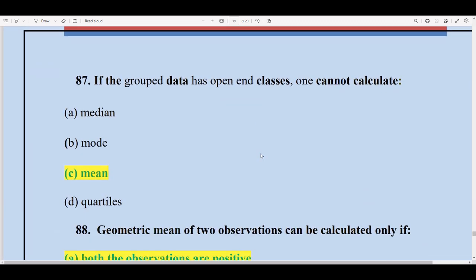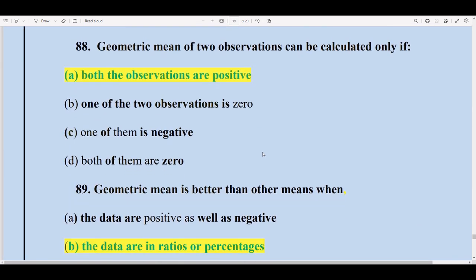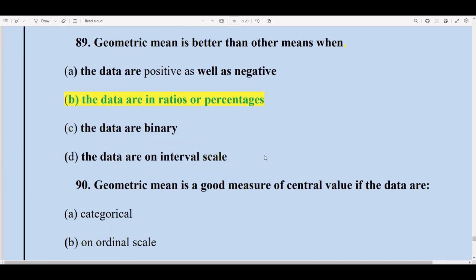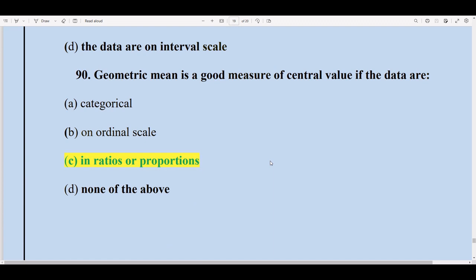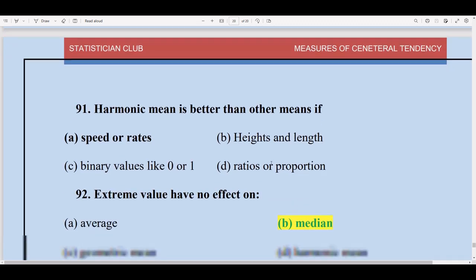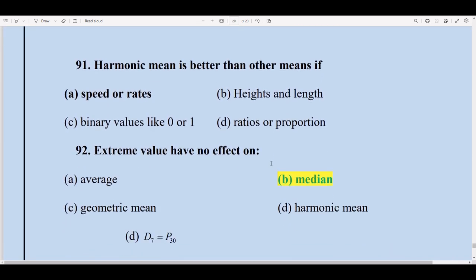If the grouped data has open-end classes, one cannot calculate the mean. Geometric mean of two observations can be calculated only if both the observations are positive. Geometric mean is better than other means when the data are in ratio or percentage. Geometric mean is a good measure of central value if the data are in ratio or proportion. Harmonic mean is better than other means for speeds and rates.